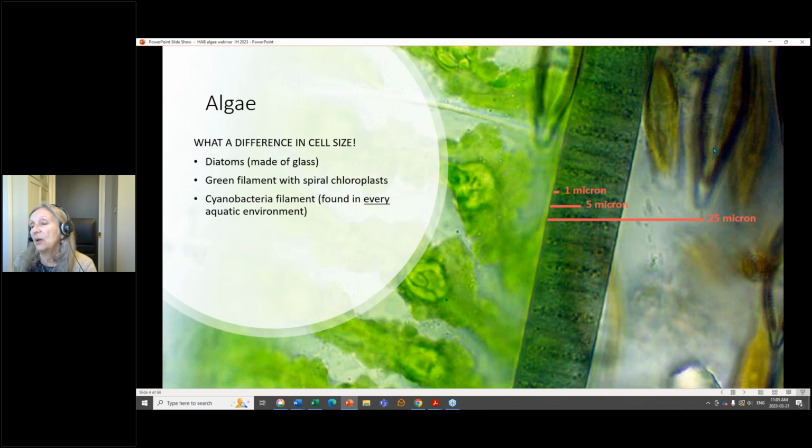The diatoms are actually made of glass. That means they have a glass case. So that makes them very, very difficult on filters. If they get onto your filter, they can permanently disable it.